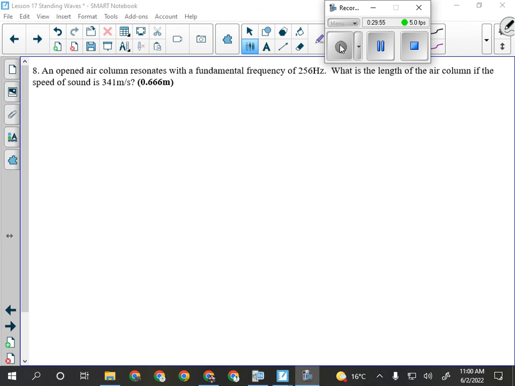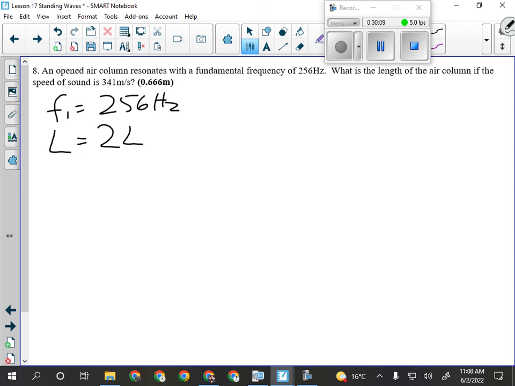So for this one, we have this open air column. Now it's still got a fundamental frequency of 256 hertz, and we're looking for the length of the air column, which is lambda equals 2L. We know that the speed of sound is 341 meters per second, so it's just like our closed air column question, which is what I told you, right? The wording, the setup, everything's going to be the same for these. You're just going to use 2L or 4L depending on what type.